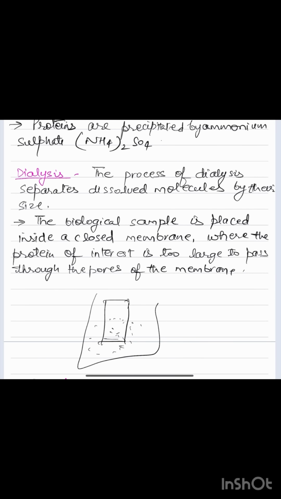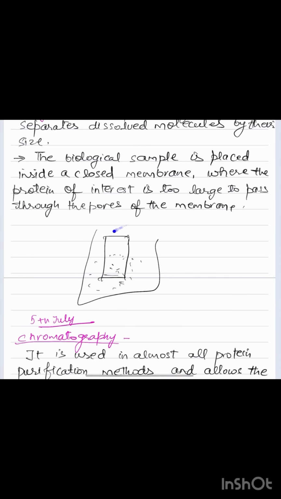And in the next method, we do dialysis. The process of dialysis separates dissolved molecules by their size. So the biological sample is placed inside a closed membrane where the protein of interest is too large to pass through the pores of the membrane. So we have a dialysis bag over here with a very small pore size, through which the large macromolecules cannot pass, but the small contaminants, and if there are some extra ions, can pass through. So there is a cutoff of these dialysis bags, the pore size, which retains the large protein molecules and macromolecules inside it.